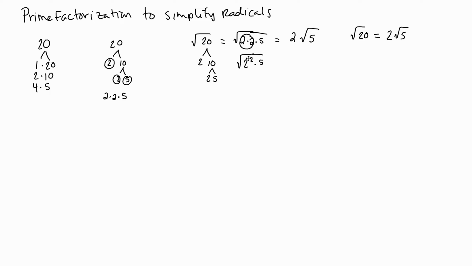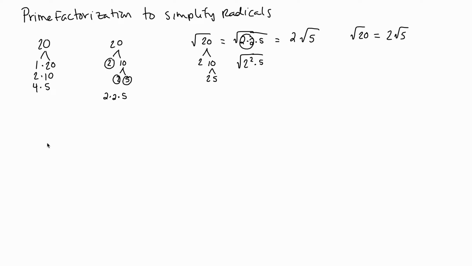So that's why we can take the square root of 2 squared, and that's why the 2 goes to the outside. It's called the coefficient. And the 5 stays on the inside because it does not have a pair. It's not a perfect square. So the 5 stays as your radicand, which is on the inside of your radical.